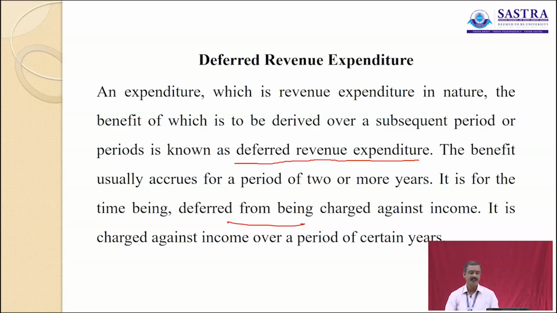An expenditure which is revenue expenditure in nature, normally revenue expenditure, but the benefit of which is to be derived over a subsequent period or periods, is known as deferred revenue expenditure. The benefit usually accrues for a period of 2 or more years. It is for the time being deferred from being charged against income. It is charged against income over a period of certain years or up to the lifetime.